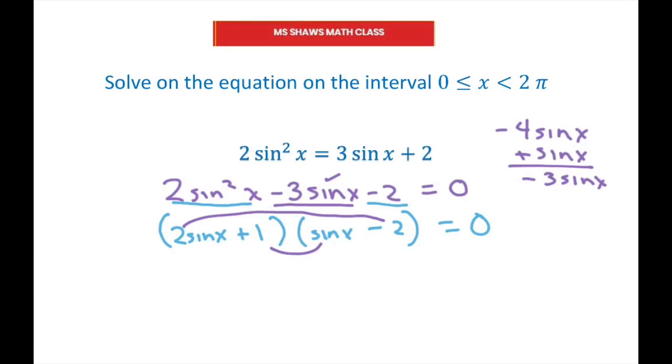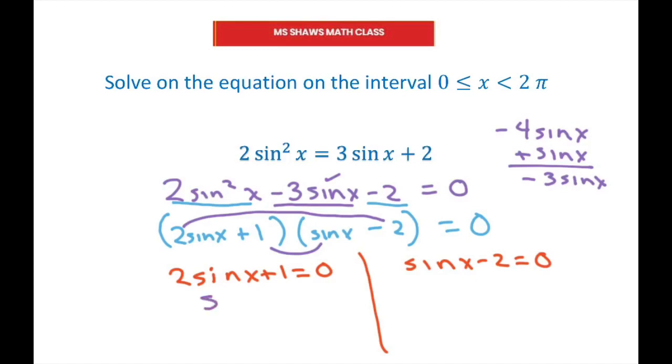We're going to have 2 sine of x plus 1 equals 0. And we have sine of x minus 2 equals 0. So when we solve this side, we're going to subtract the 1 and then divide by 2. So sine of x is negative 1/2. For this one, just add 2 to both sides.